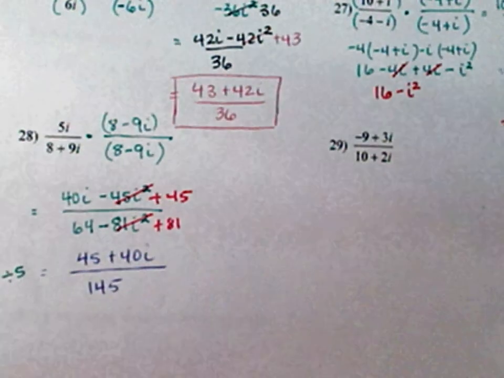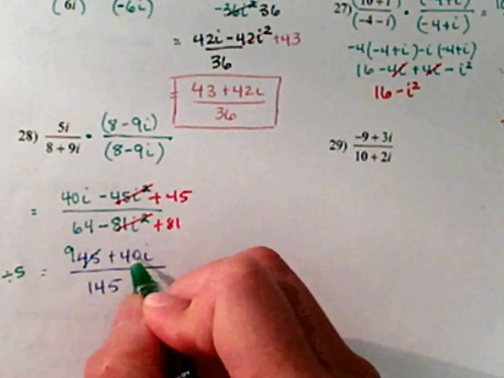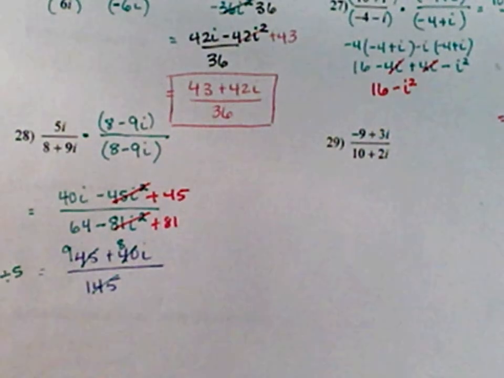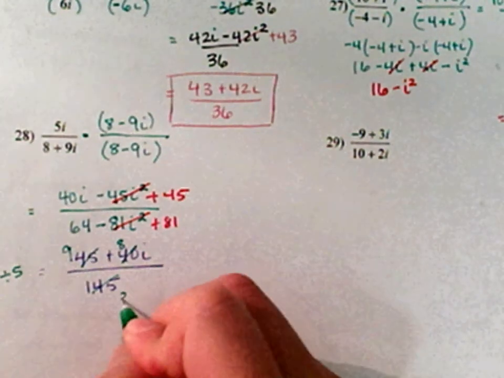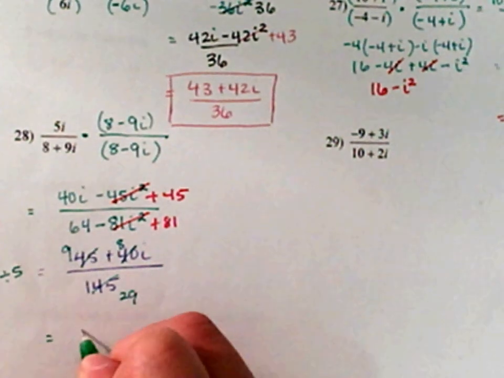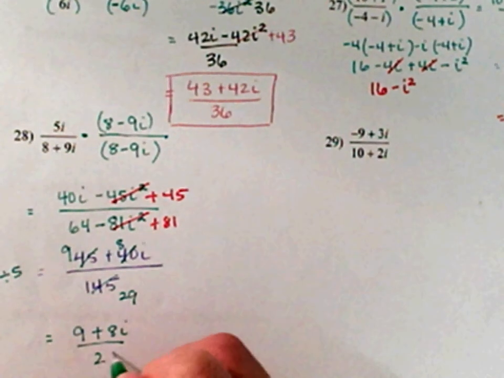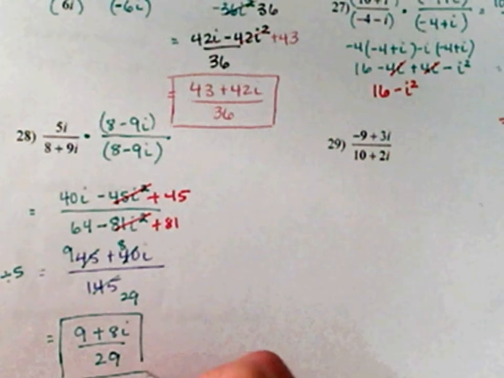Okay? 45 divided by 5 leaves you 9. 40 divided by 5 leaves you 8. 145 divided by 5 leaves you 29. So your final answer is 9 plus 8i over 29. And there's your final answer for number 28.